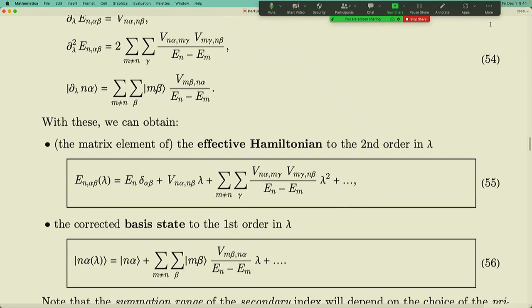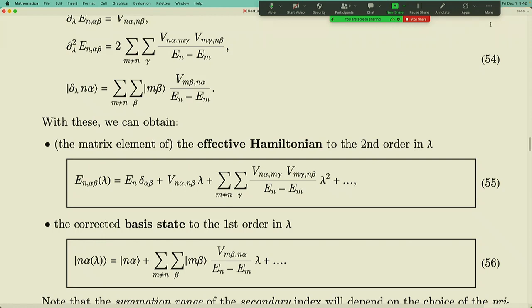When you plug in these derivatives into the Taylor expansion formula, one can obtain how, for example, the effective Hamiltonian is corrected. You can see that when lambda is 0, without any perturbation, the effective Hamiltonian within the nth block is a diagonal Hamiltonian. This is because H0 was originally diagonal, which means that its dependence on beta and alpha is given by this delta alpha beta. And then the corresponding eigenvalues are all the same within this n block. Within this same n block, it's all E of n.